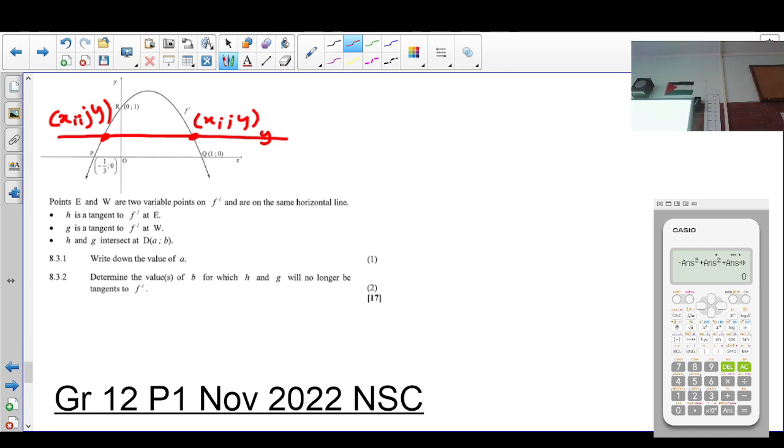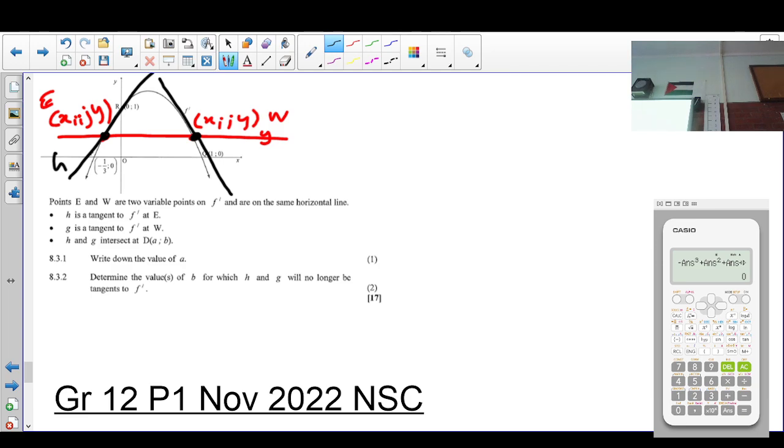H is a tangent to f prime x at E. So let's make this E, and this is W. So if I draw a tangent, that's what the graph looks like, touching at that point only. And this is your h of x. G of x is a tangent at W. G is a tangent to f prime x at W. So that is that one going through there.